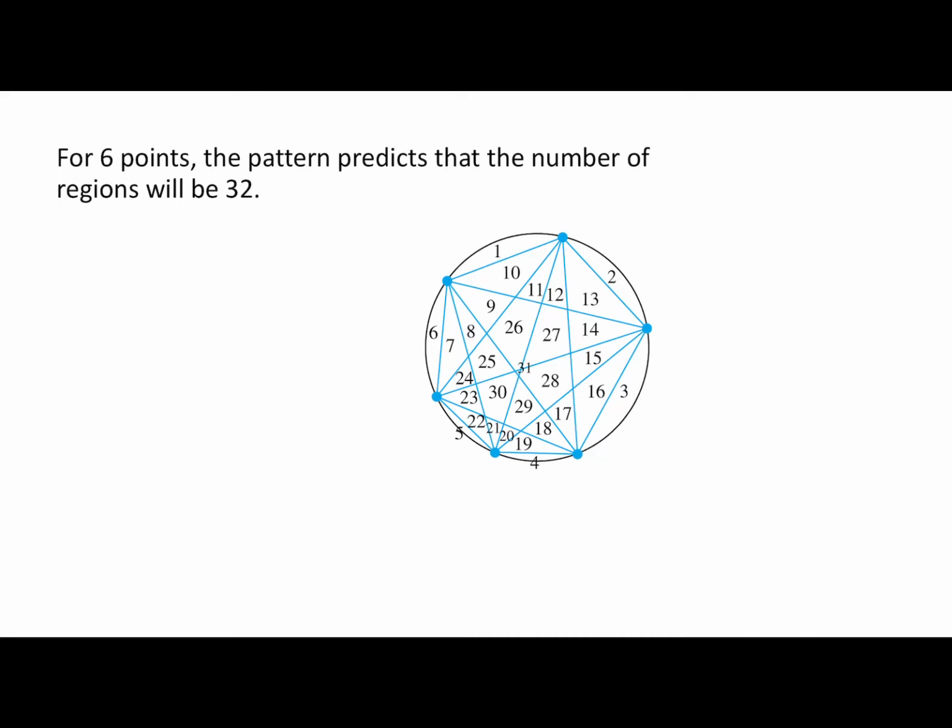Here's all the regions that you find with 6 points. For 6 points, our guess would be that it would be 2 to the 5th, right, which is 32. And in fact, in this circle, there are only 31 regions. So our conjecture failed. In this case, we can't say that the pattern is going to continue. So to figure out what's going to happen with 10 points, we would have to actually do the circle with 10 points. I'm not going to do that because that's going to get really messy.